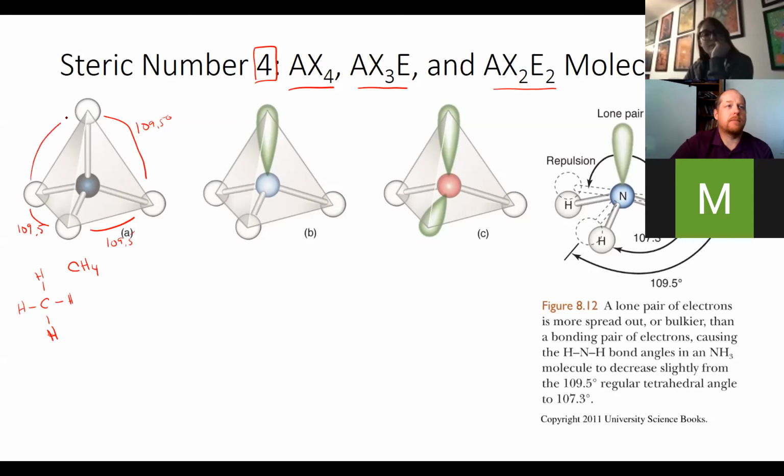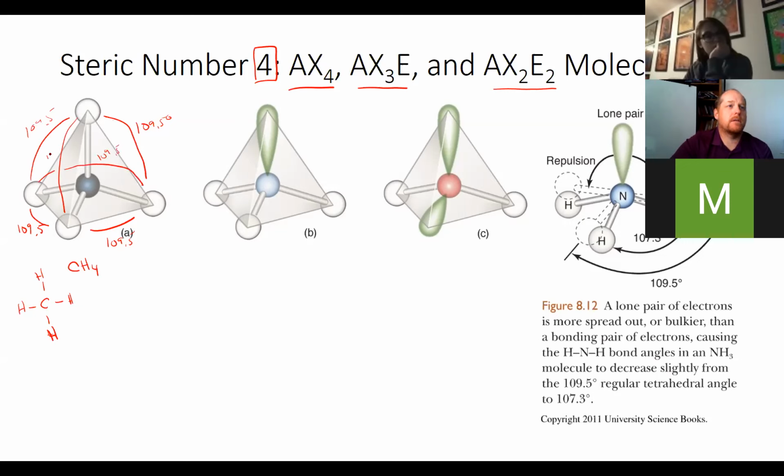However you want to draw them. Of course, it's harder to draw this one, but there's a bond angle there, and there's a bond angle, if you will, back here as well, right? Those are all 109.5.